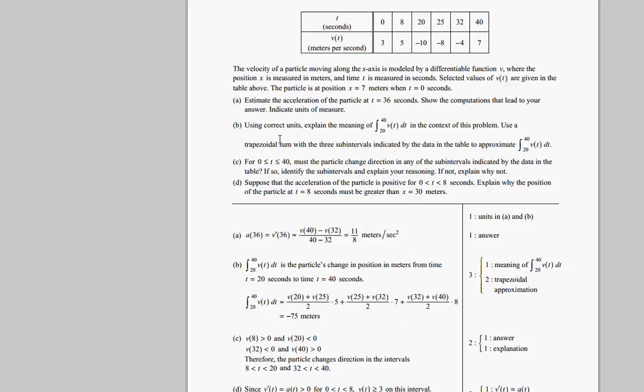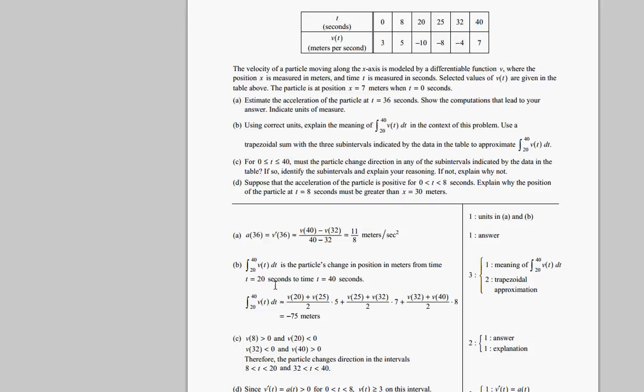Part B says, using correct units, explain the meaning of the integral from 20 to 40 of your velocity function in terms of time in the context of this problem, and then use a trapezoidal sum with 3 subintervals indicated by the data in the table to approximate that value. So you are integrating your velocity, so that should obviously give you the change in the position in meters from times 20 to 40 seconds.